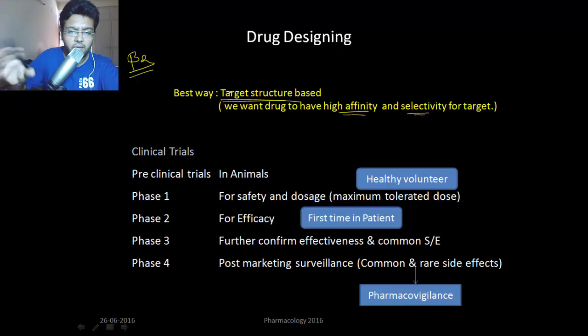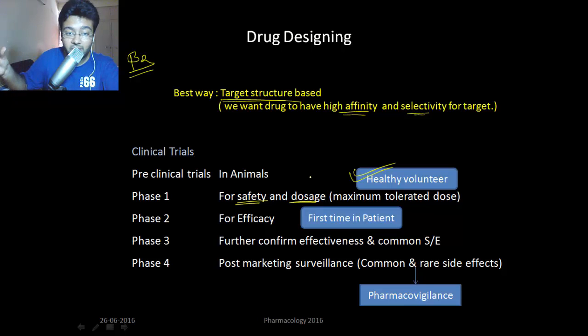Now once you have structured a drug, you have to send it for the clinical trials, right? So trials include preclinical trial and different phases of clinical trials. First you have to test that drug in an animal and check whether the response is seen or not. Then you have to send it to phase 1 clinical trial, and these are done in healthy volunteers, say 50 healthy volunteers. What you know from phase 1 clinical trial is the safety and the dosage which is required for the drug, or the maximum tolerated dose.